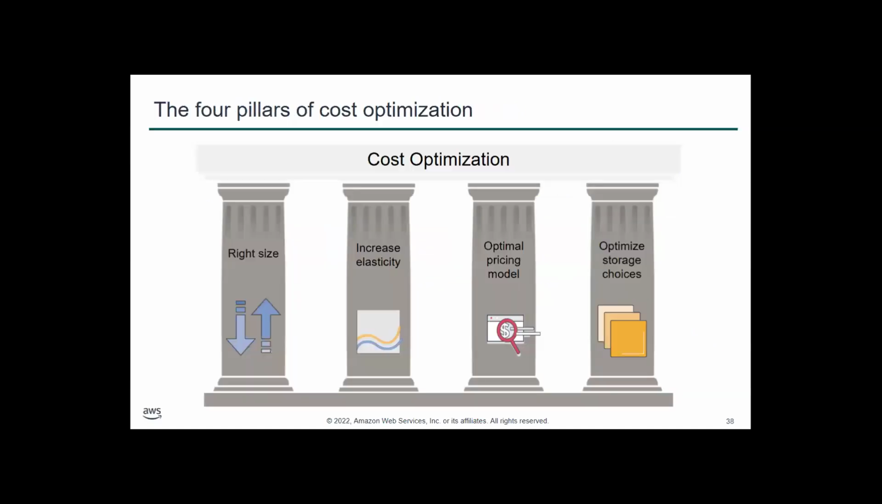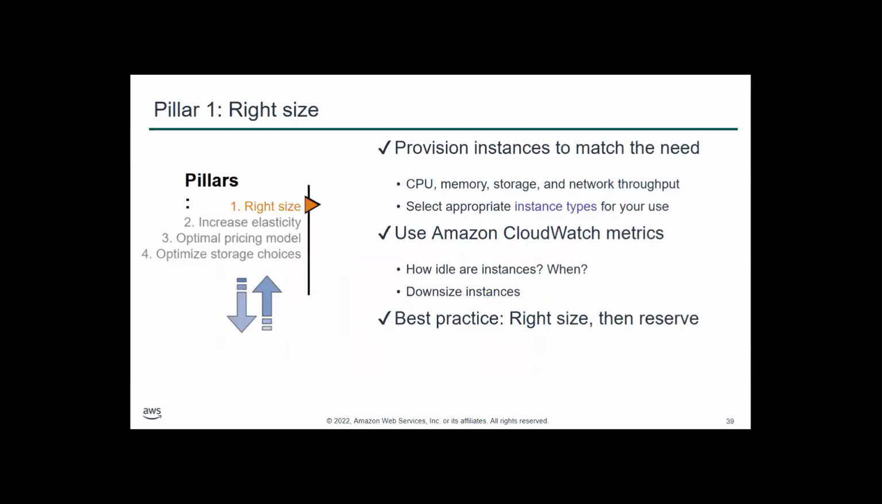Next, we talked about the four pillars of cost optimization. Main is right size. First you use the server and then you fix the size, then you reserve it. Based on how much we were utilizing before, we'll reserve it. Otherwise, we don't want to reserve it.